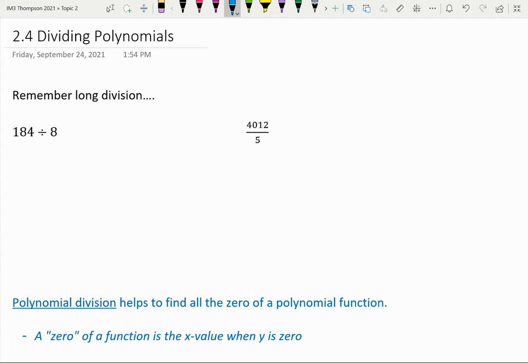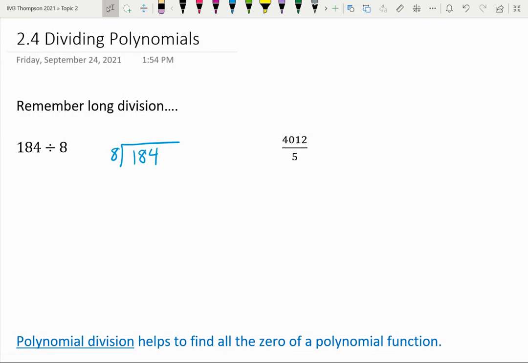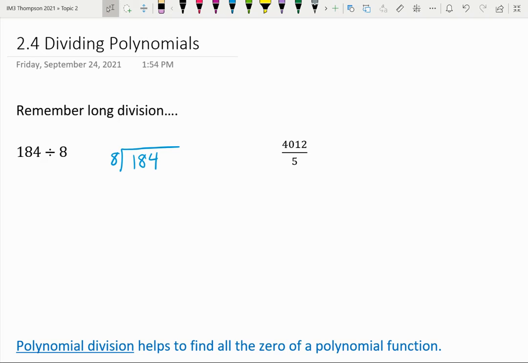When I have 184 divided by 8, that means I am putting 8 into 184. So I start off by looking at how many times 8 goes into 1. It doesn't. So then I expand my search. How many times does 8 go into 18? 8 goes into 18 2 times. So I divide, kind of give a guess there.